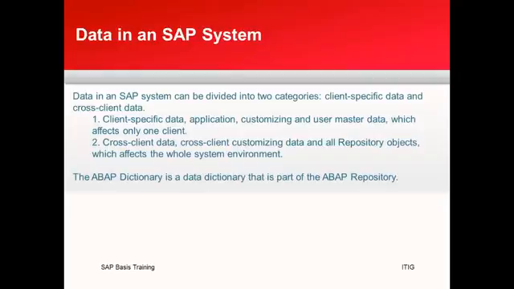Okay, now data in an SAP system. Data in an SAP system can be divided into two categories: client-specific data and client cross-client data. Client-specific data is basically the application data, customizing and user master which affect only one client. Cross-client data is the cross-client customizing data and all repositories which affect the whole system environment. The ABAP dictionary is a data dictionary that is part of the ABAP repository.